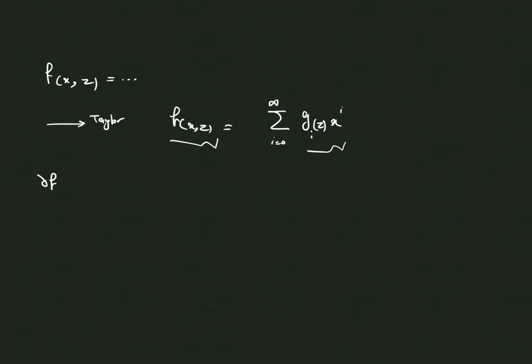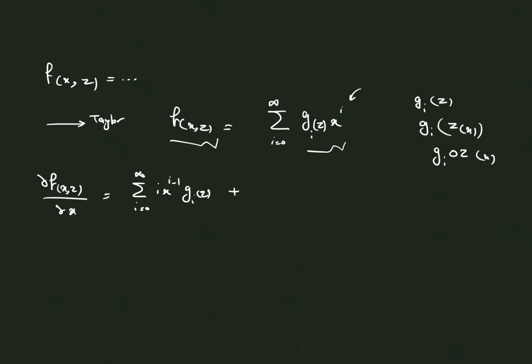Now if you want the partial derivative of f with respect to x, what you will have is that first of all you will have the derivative of the multiplication of two functions. One of them would be x to the power of i, and the other one would be, let's say, g_i of z, which is g_i of z of x, or in some sense g_i composed with z of x. So the first term that we will have in this derivation would be this.